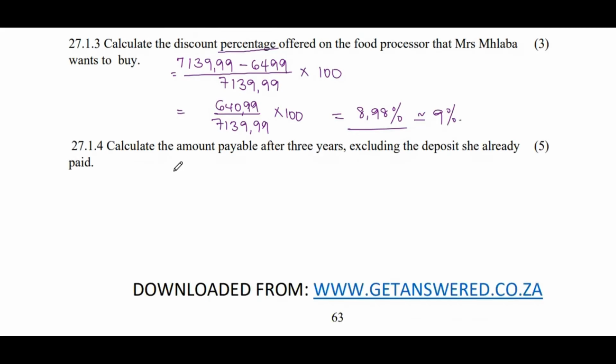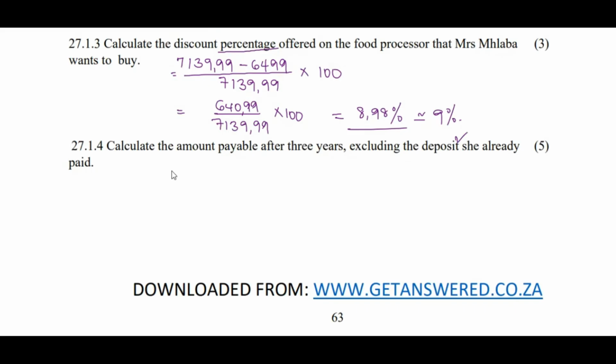Question number 5. Calculate the amount payable after 3 years, excluding deposit. Excluding the deposit she already paid. Now, calculate the amount paid excluding deposit. First and foremost, we need to exclude the deposit. It should not be part of the money.